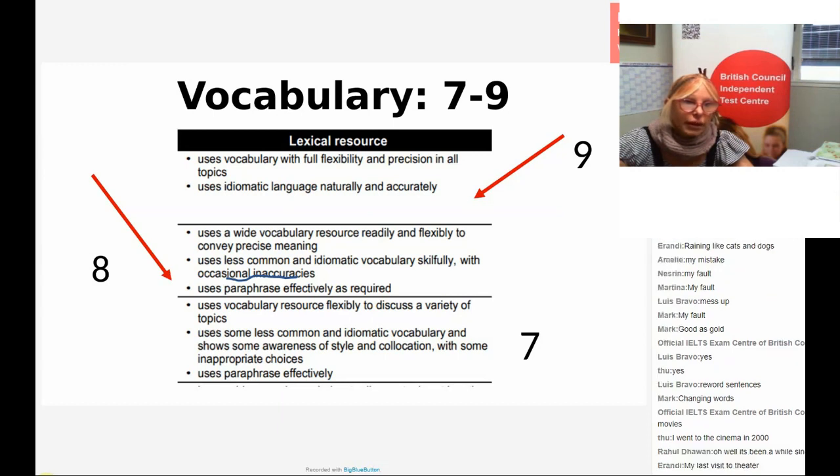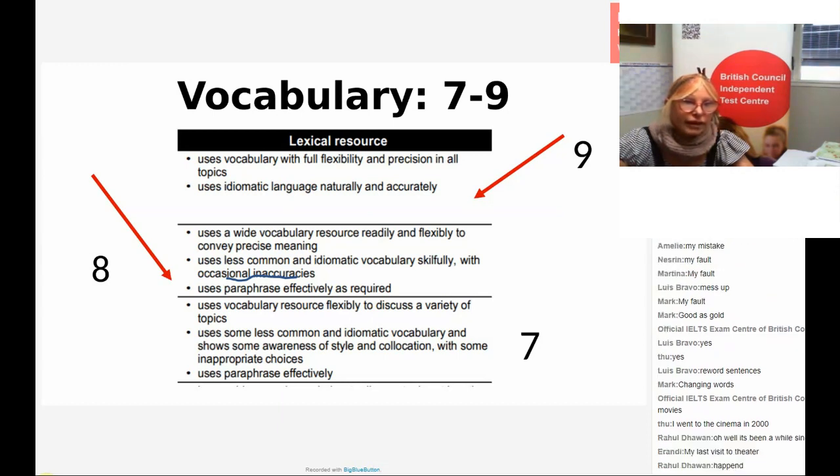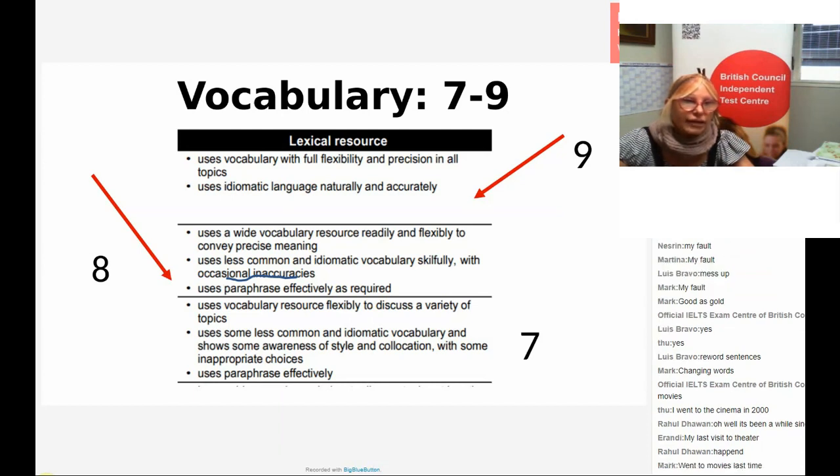Multiple users are typing. Good, so everyone's got something to say there. My last visit. Very nice, Randy. My last visit to theatre. Paraphrasing is saying it in a different way. Went to the movies last time. All right, so maybe my example wasn't the best one, but basically try not to repeat what the examiner has said. Use some of your own language to show them what you know.